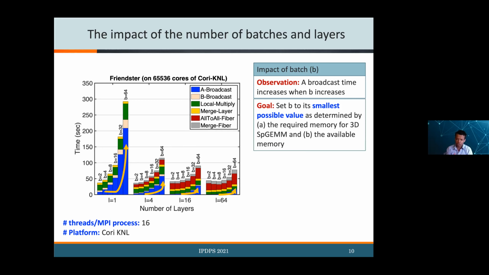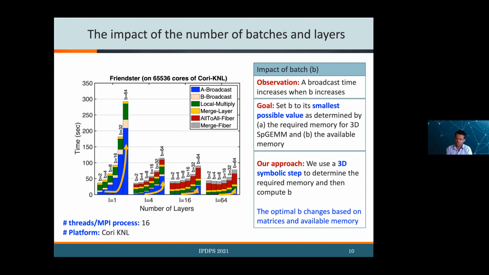Our goal is to find the smallest value of B so that we can perform this multiplication. This value is determined by the available memory of the system, as well as the nature of the multiplication. That means it depends on the input matrices. We solve this by performing a symbolic step, and that symbolic step is also a communication avoiding symbolic step. We perform this, then determine the necessary required memory, and then find the optimum B.